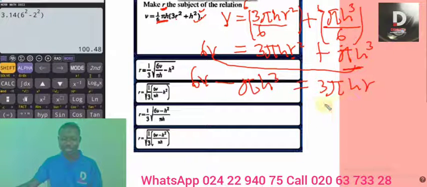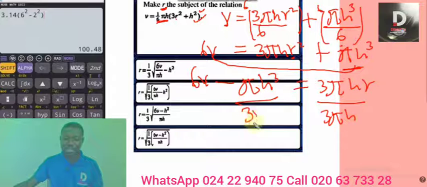We get it. This is how we get it. Now let's keep moving. What is disturbing the R is multiplication, right? 3 pi h is disturbing. So we divide here by what? 3 pi h. The same happens here, 3 pi h. Here too, 3 pi h. So do so for everywhere. This takes care of that.